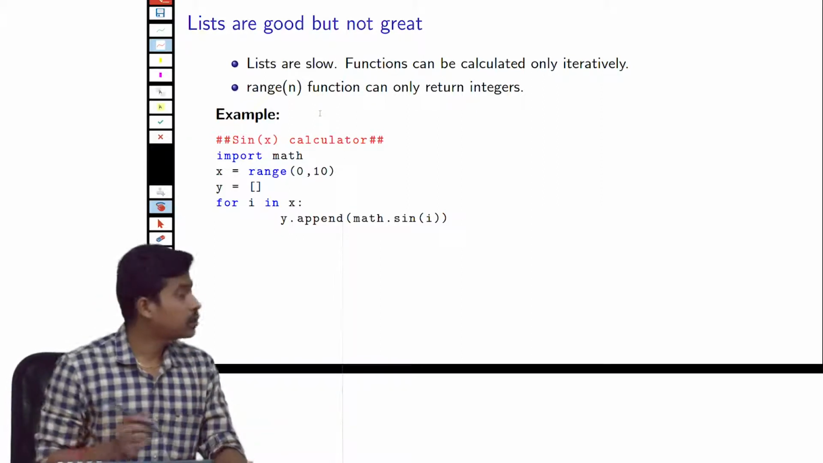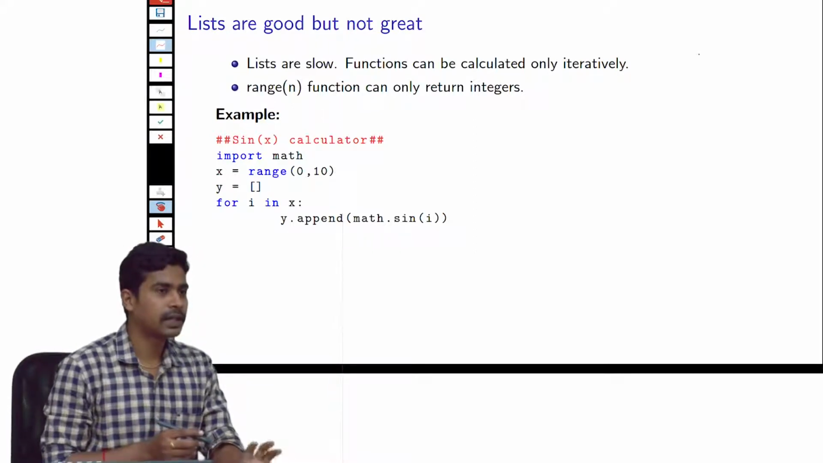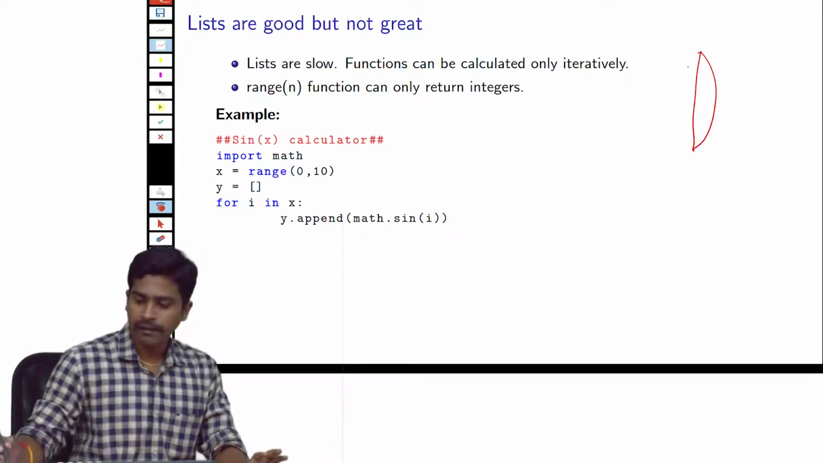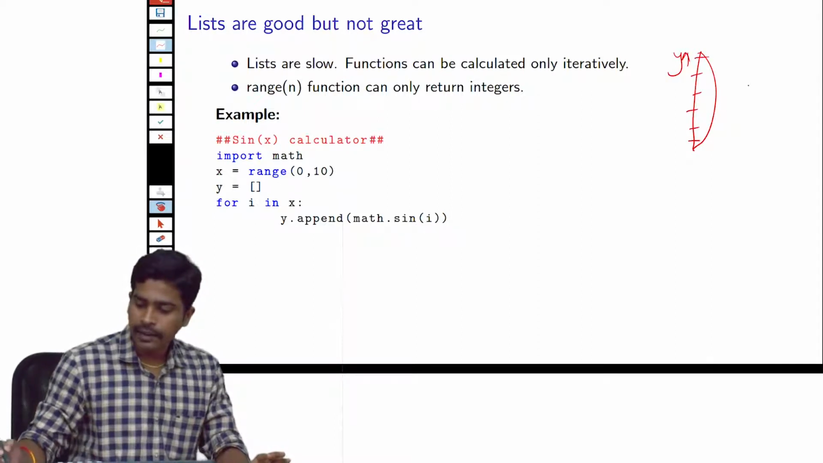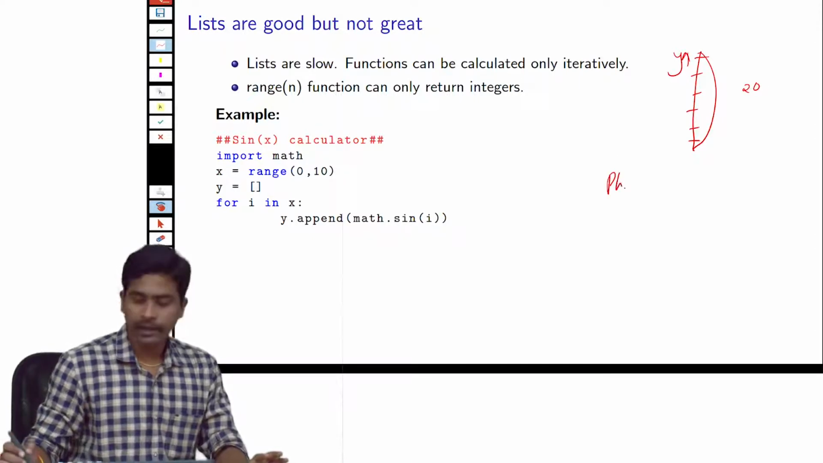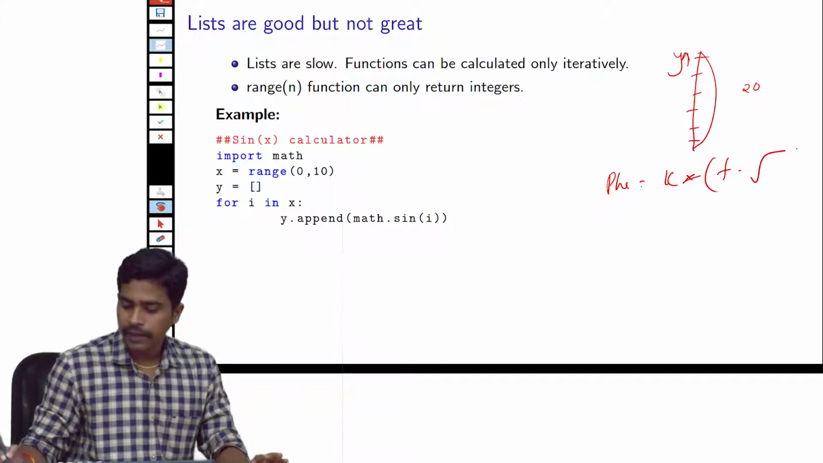As I have shown in the previous exercise, we calculated the phase function of a lens using lists. We had a lens, and this is the y-axis, and we have sampled this y-axis at around 20 points, and then we use the equation phi equals k times f minus the square root of y square plus f square.